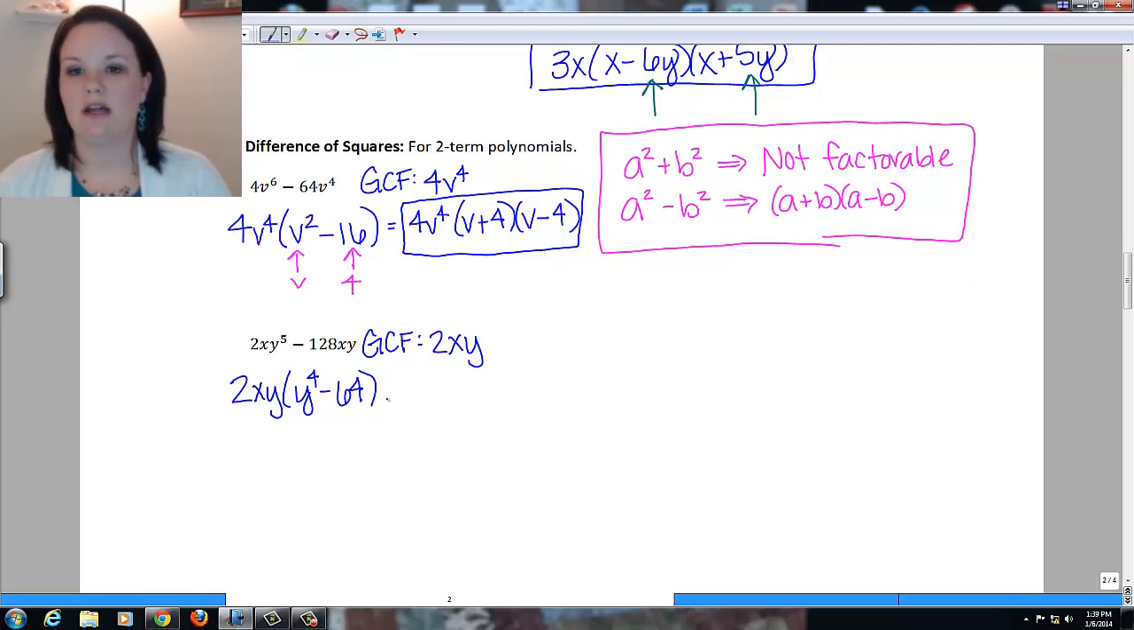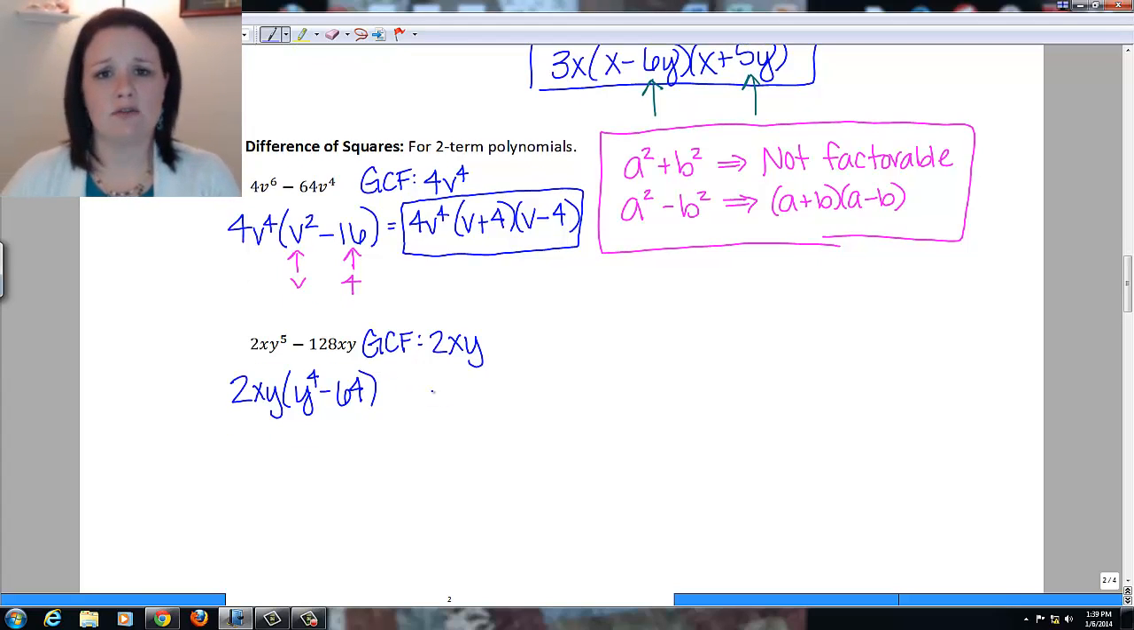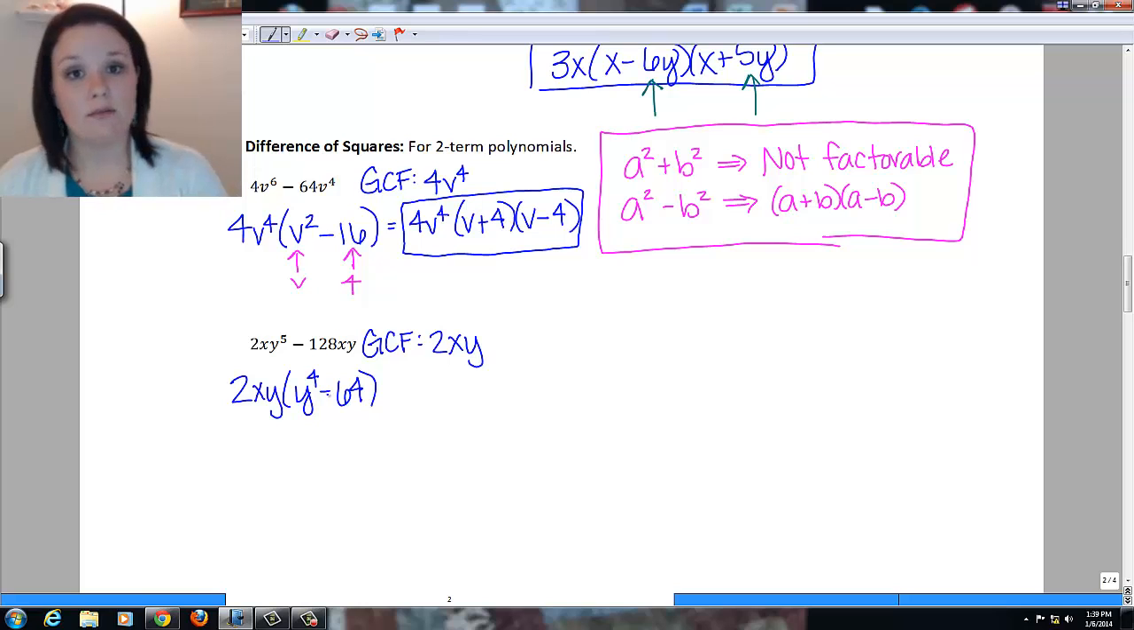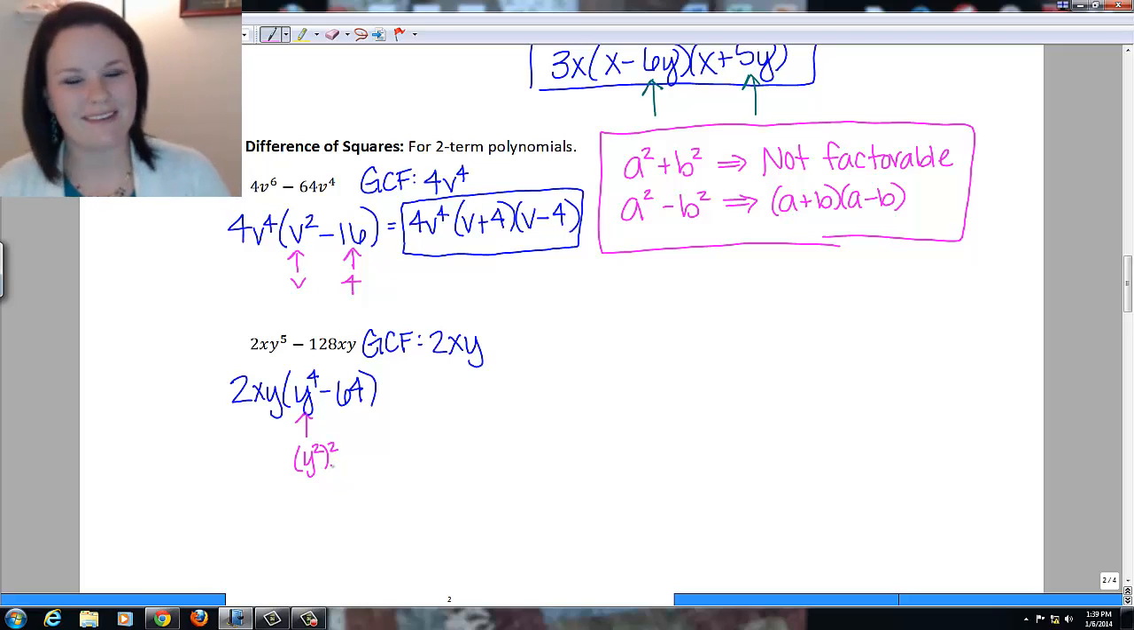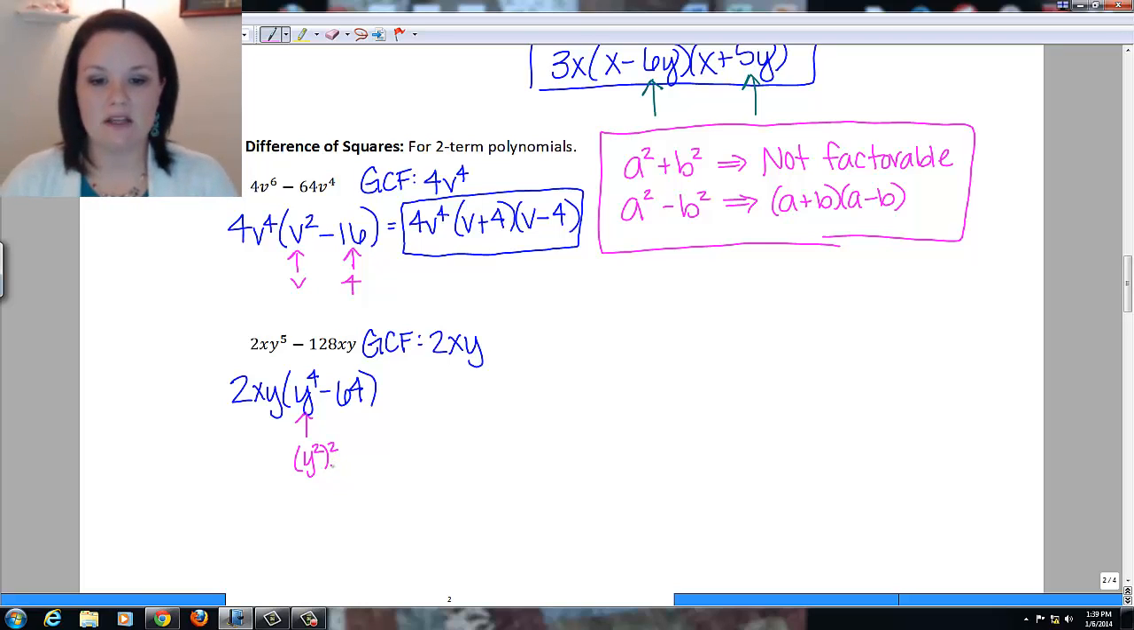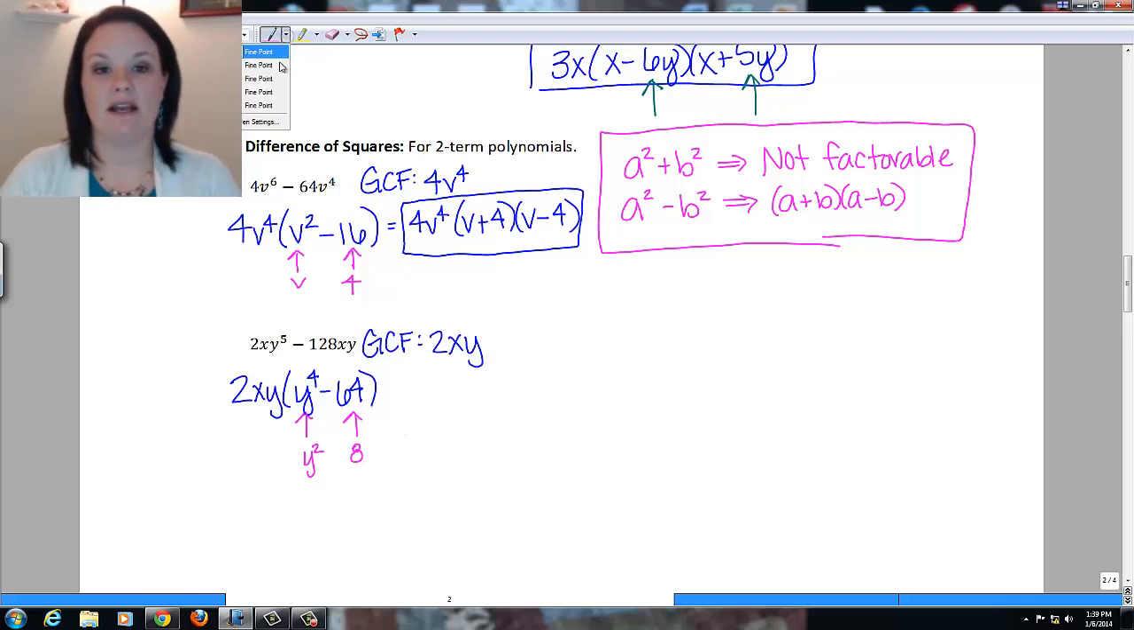Okay, so now I want to go ahead and see if I can go further. I have a difference, not a sum, so I can keep going. So I need to identify what am I squaring in order to get y to the 4th. In order to get y to the 4th, the thing that I would have to square is y squared, right? Because y squared squared is y to the 4th. So the base on the first term is y squared. The base on the second term, what do I have to square to get 64, would be 8. So I'm going to go ahead and write out what I have so far.